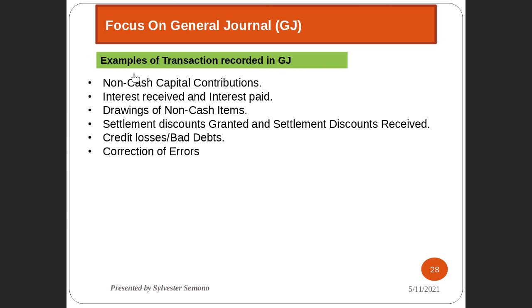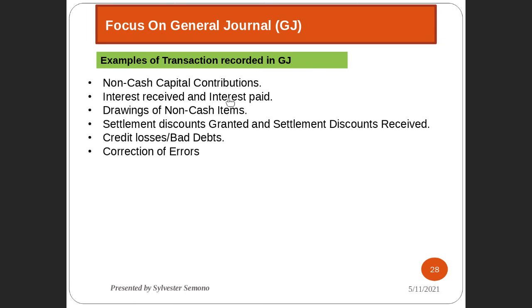So if the capital comes in the form of something that is not cash, that capital will always be recorded in the GJ because you cannot record it in other journals. But if the capital came in the form of cash, then you can go to the CBR. Can you see now? So all the non-cash capital contributions, like it or not, you go to the GJ.